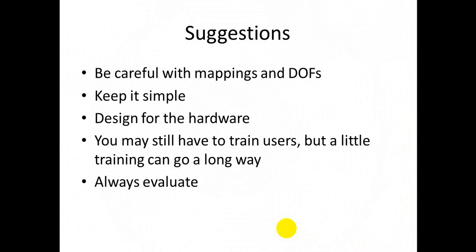There are some suggestions. First is be careful with mappings and DOFs. One of the most common problems in 3D user interface design is the use of inappropriate mappings between input devices and action in the interface. The second is keep it simple. Also, 2D user interfaces can be very expressive and can support complex tasks. Not all tasks in a 3D user interface need to use fully general interaction techniques. When the user goal is simple, designers should provide simple and effortless techniques.